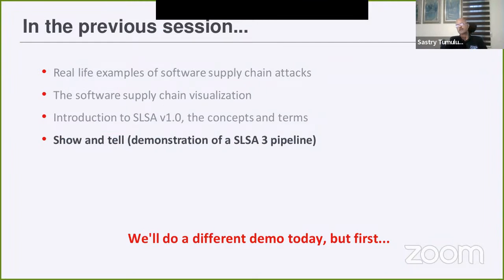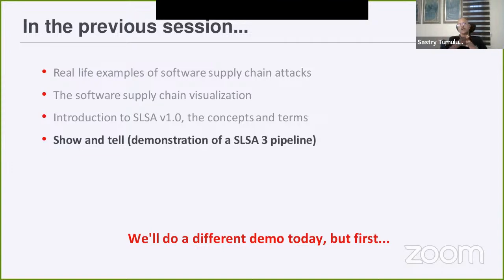continuing, we'll pick it up from where we left off last time. We showed you just a general pipeline, and we showed how the provenance looked, how the attestation document looks, and then we showed how the verification looks, how a consumer might verify the provenance.